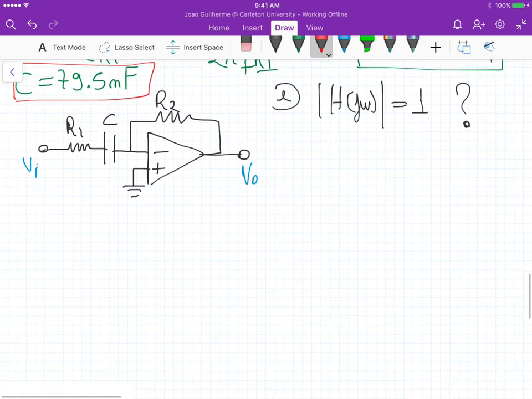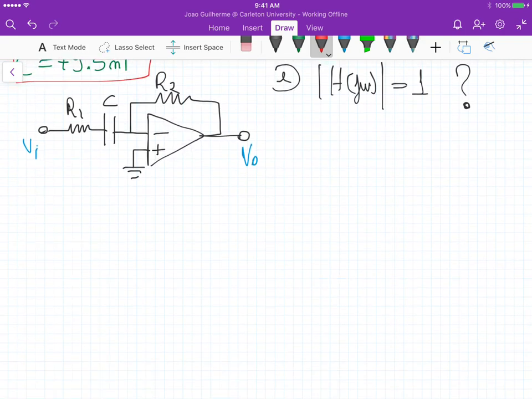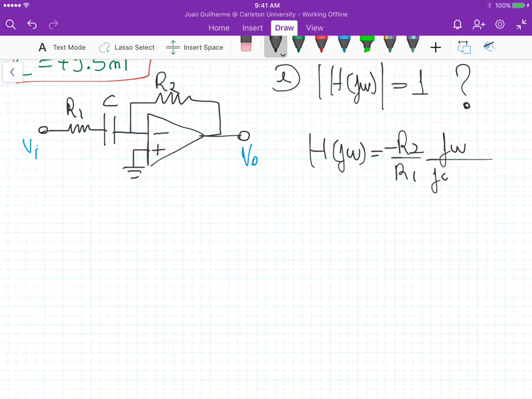And the last part, part E, asks when do we have the magnitude of the voltage transfer function equal to unity? So now we have to consider the entire voltage transfer function. And remember that the voltage transfer function A(j omega) equals minus R2 over R1 times j omega divided by j omega plus 1 over R1C. Okay, that's the entire voltage transfer function.